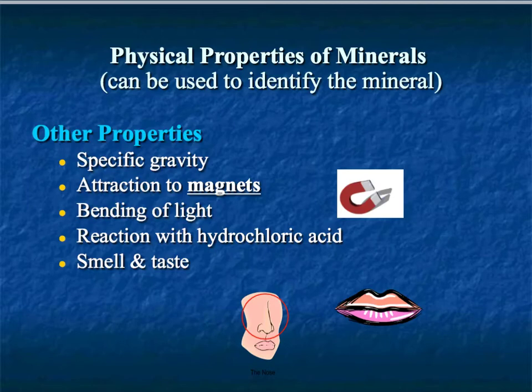Last thing, there are some special properties that some minerals have. First of all, they all have a specific gravity, that is the density of a mineral compared to water. Magnetite is magnetic. Both bending of light and reaction to hydrochloric acid would be what calcite does.